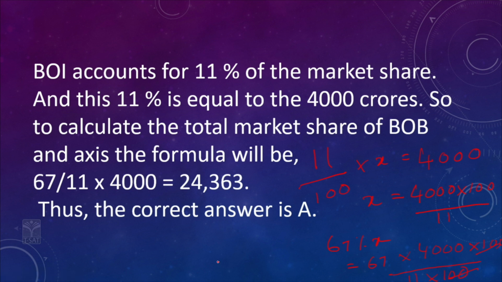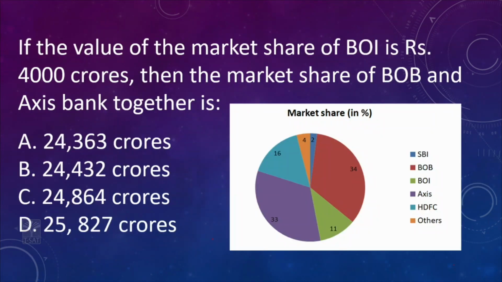It will be 24,363 crores. So here the options are given. What are the options here? 24,363 crores, 24,432 crores, 24,864 crores and 25,827 crores are given. So the answer will be 24,363 crores. This is the most important area. So you can find the answer easily.